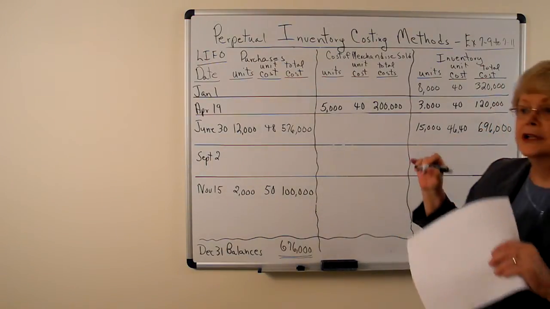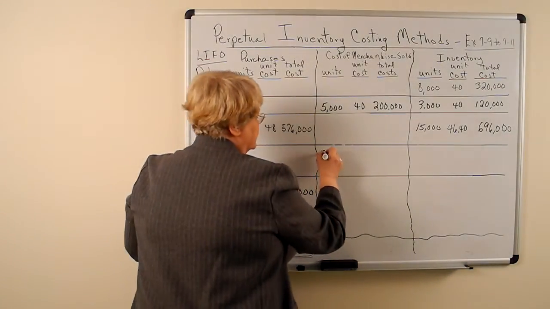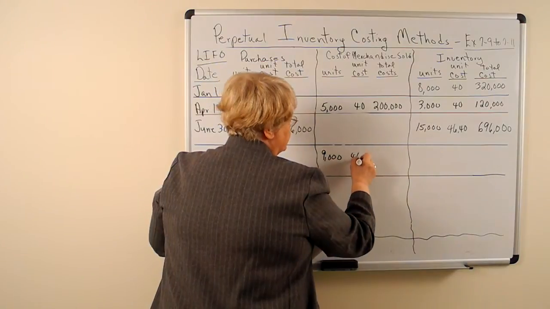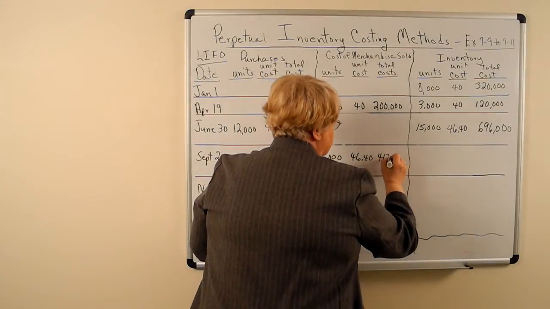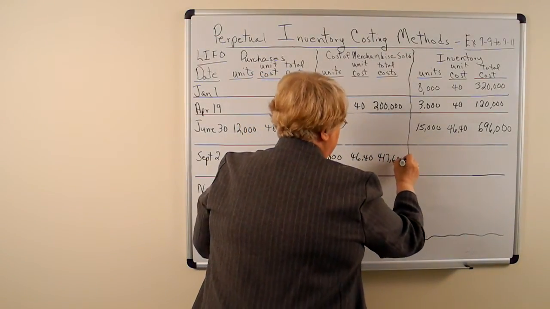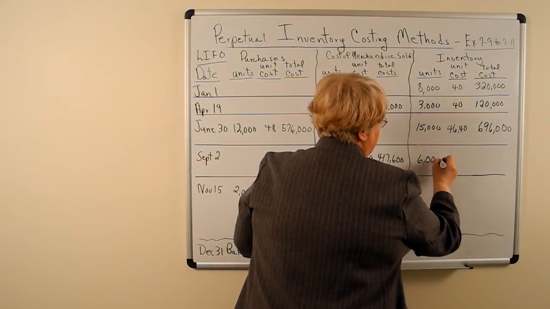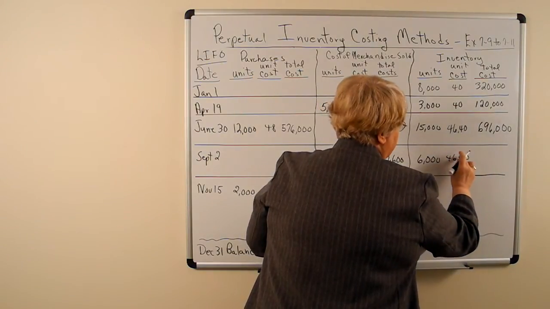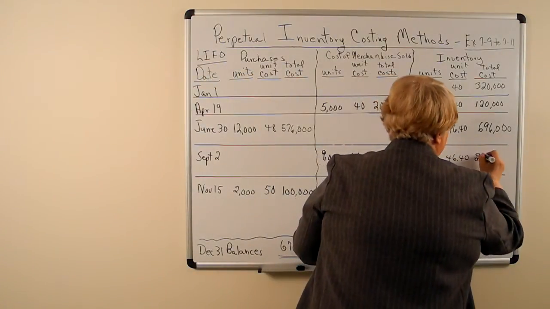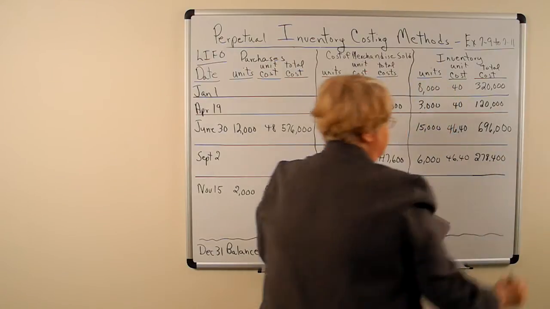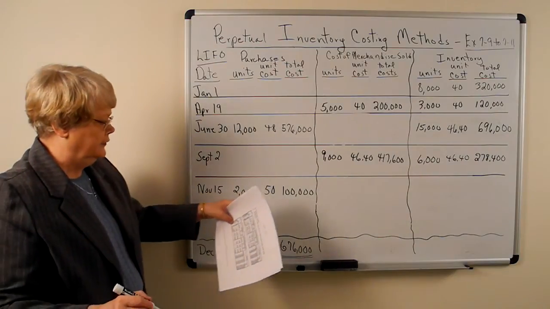So that's what we're going to be using until we have our next purchase. So on this sale of 9,000 units, we're going to cost it out at 46.40, and that will be a total of 417,600. So after that sale, we have 6,000 units left. Since we haven't made a purchase, our average cost will be the same. And that's 6,000 times 46.40, or 278,400.